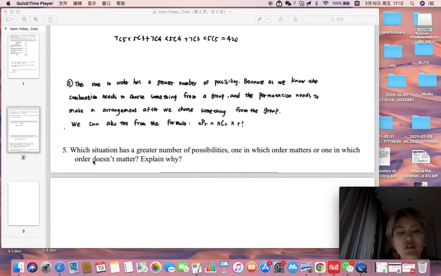Because the answer to this question is that order is more likely than direct selection, as we know from the definitions of permutation and combination. The combination only requires selecting some items from a group, but permutation requires ordering them at the same time after selection.